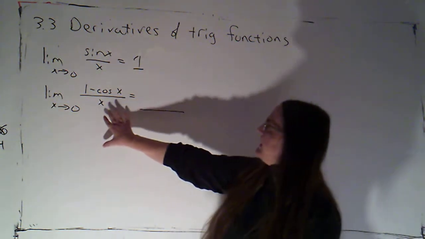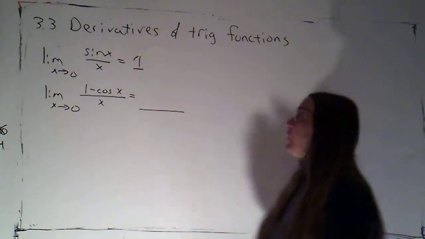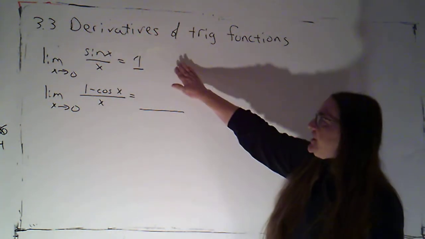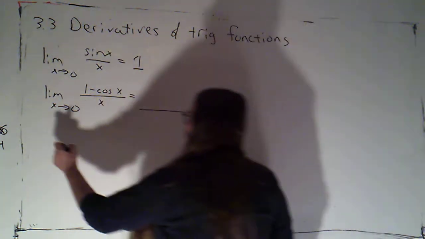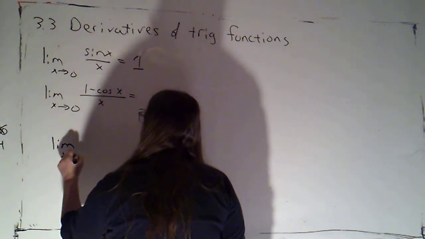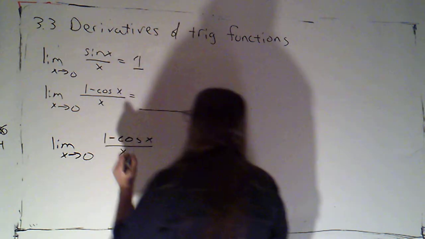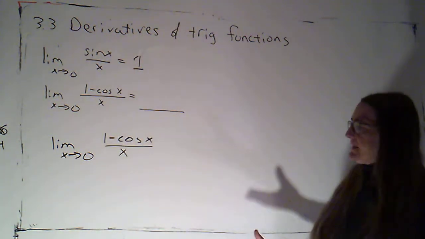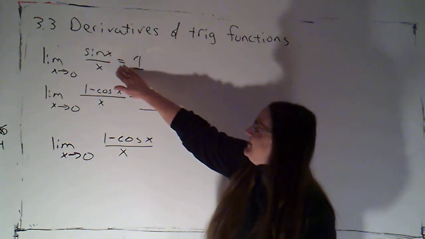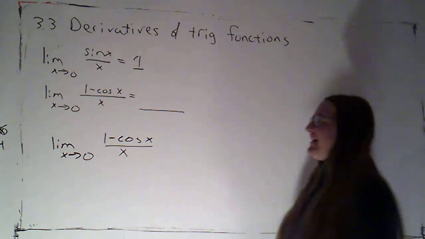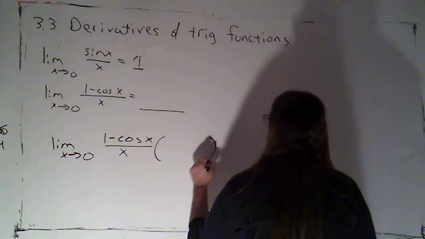The other limit that we're going to need is this one. So that's what we're going to work out in this video. And what's nice is we're going to be able to use this result. So we're looking at the limit as x goes to 0 of 1 minus cosine x over x. It may not seem obvious that we can use this result because I see cosines instead of sines. But we're going to use a very nifty trick.